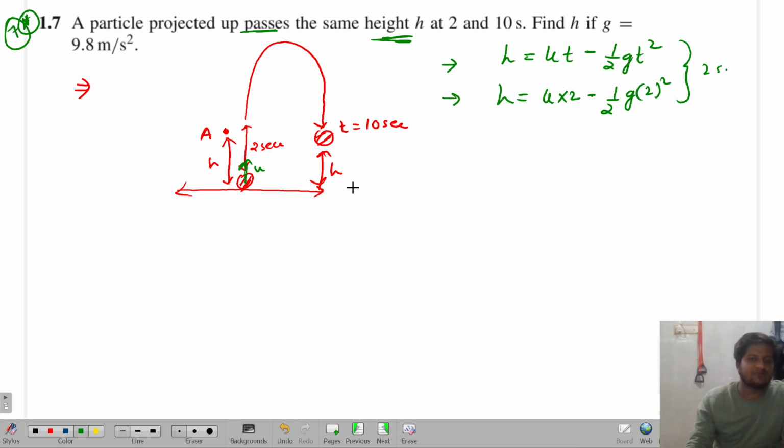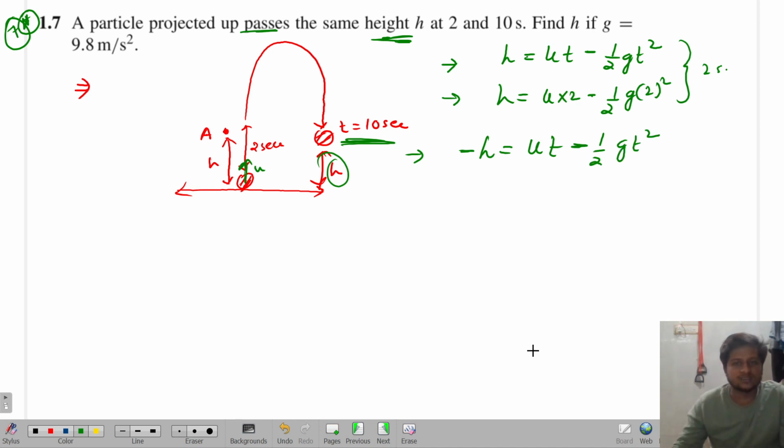Similarly, this height h is also reached after 10 seconds. So again I'll write the equation: minus of h is equal to ut, u is in the upward direction so it will be positive, minus half gt square, since the acceleration is in the downward direction. Yes or no? Got it?